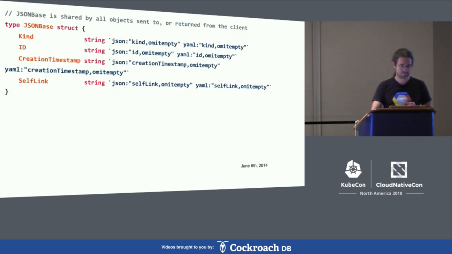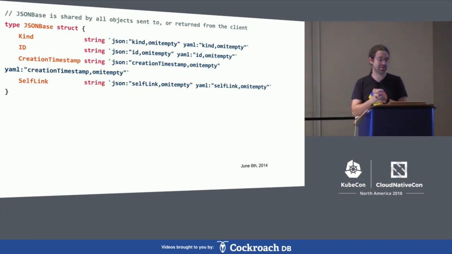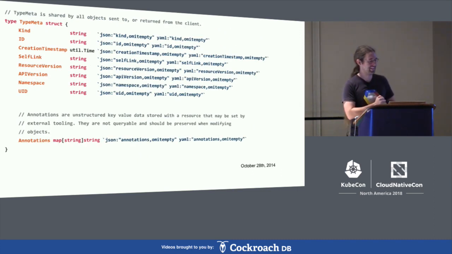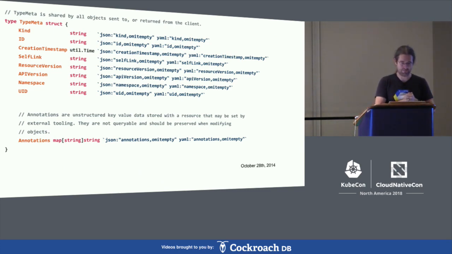Easy to make mistakes. Shortly after that, I think it was probably me, we've got a JSON base here, which is embedded into every type. So we have some consistent things here. We have a sort of a type and an ID and a timestamp. We've got JSON and YAML tags now. And we're starting to get to the point where we could probably have some generic marshal and unmarshal functions. Not long after that, we've changed the name to type meta. It's grown more things. We've got some comments.